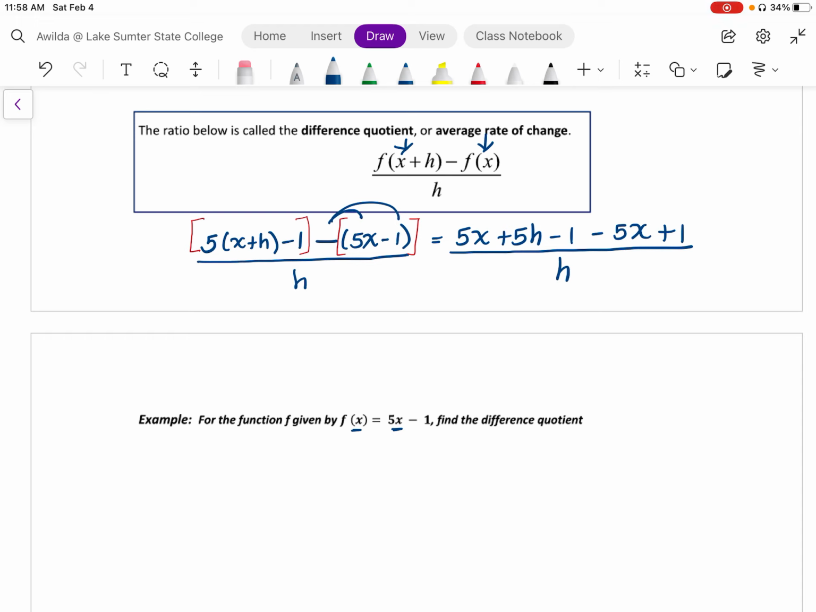Again, let's simplify. Here we have 5x minus 5x will be 0 when we add. Then we have a negative 1 plus a positive 1. That'll give us 0 as well. So it looks like in the numerator we have just 5 times h, and in the denominator we have just h. So finally, after simplifying, we find that the difference quotient is equal to 5.